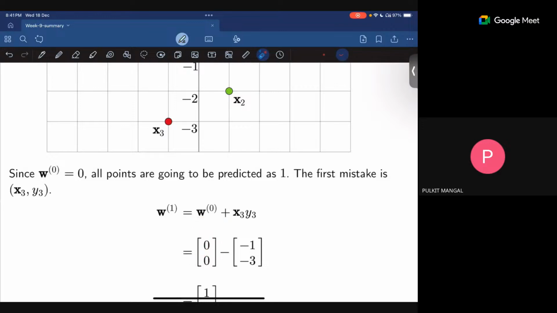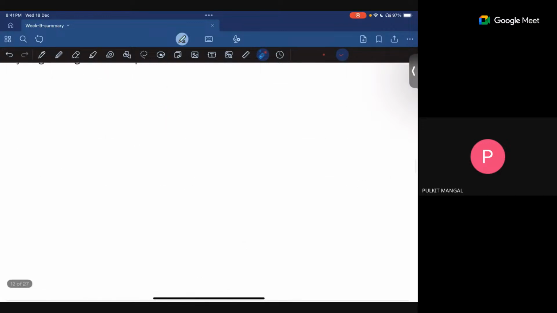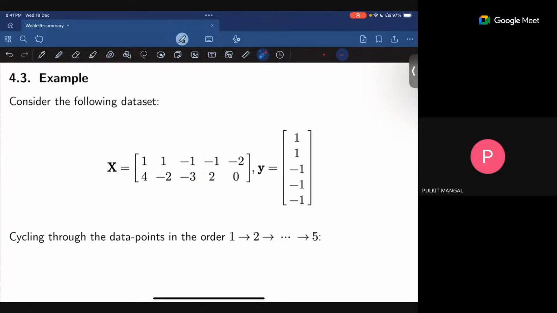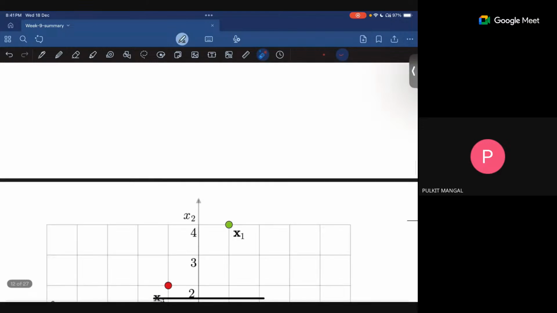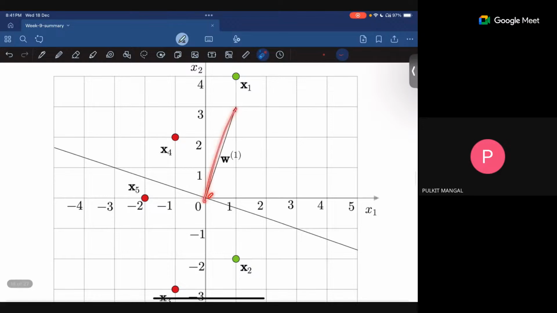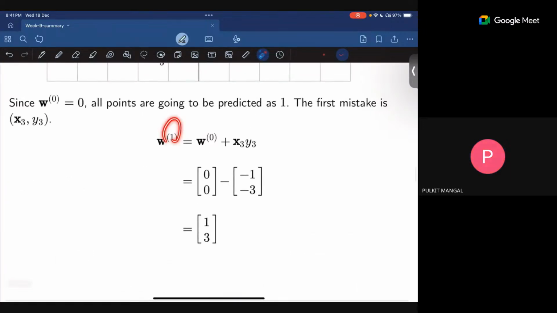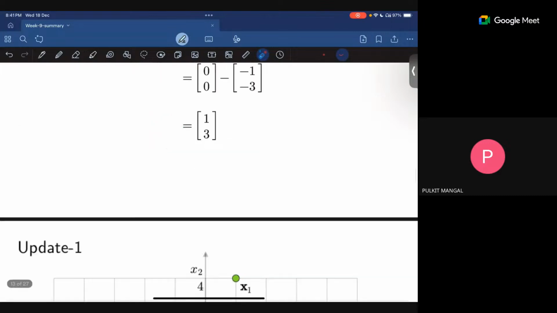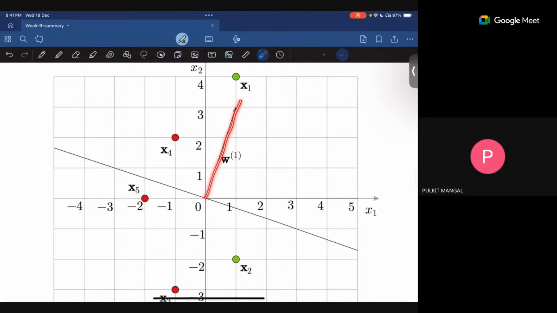W naught, the initial weight vector, plus x3 times y3. x3 was -1, -3, and its corresponding label is -1. That's why this negative sign is here, because of the label of the data point. If we simplify it, we get the updated vector as 1, 3. The superscript means the iteration, so this is W1, the iteration. If we plot the vector, this is the vector that you will get, and the W transpose x equal to 0 line is this.